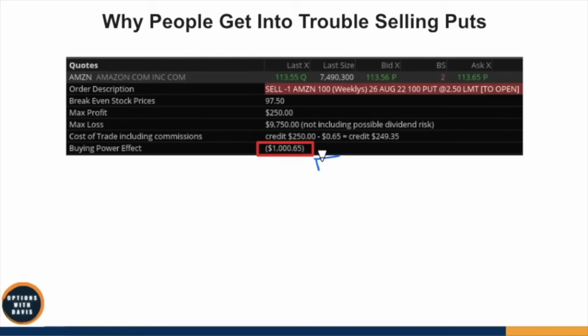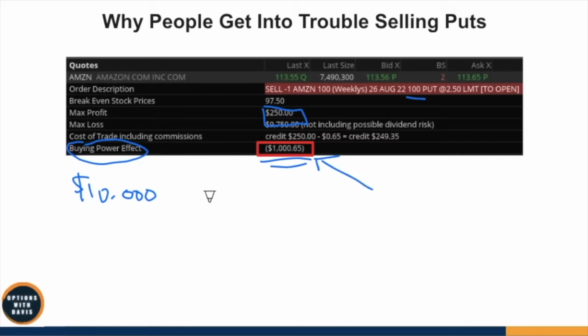So what is this number? You'll notice it says this is the buying power effect. Essentially, this number down here is the margin you need to put up for selling this short put. For example, if you were to buy 100 shares at $100, the amount you need to put up would be $10,000, as we already know. But if you were to sell the short put, you do not need to put up the $10,000. All you need to do is put up $1,000, and you could sell this put option and receive $250 in premium. So here is where the problem really lies.